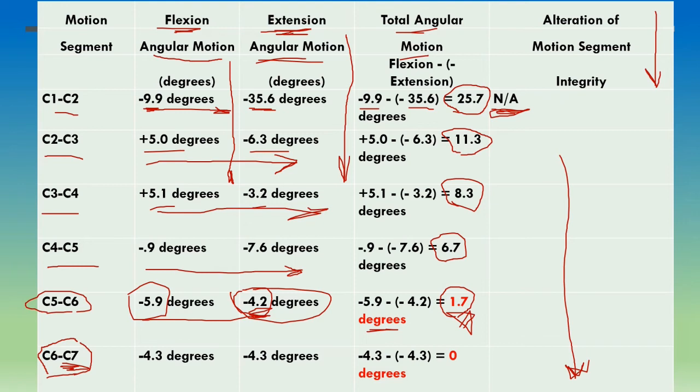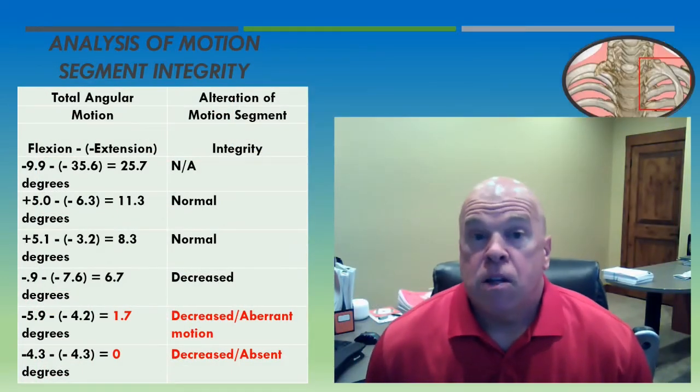And then at C6, C7, we have actually 0 degrees of spinal motion. So at least at the last two levels of the cervical spine, something's going on. We have either an absence of motion with the possibility even of some anti-directional or aberrant motion occurring at the lower cervical spinal segments. So what is the analysis on this?